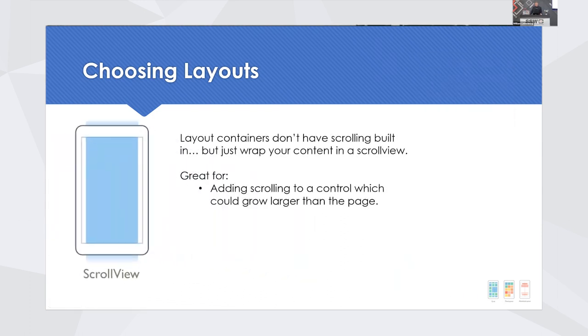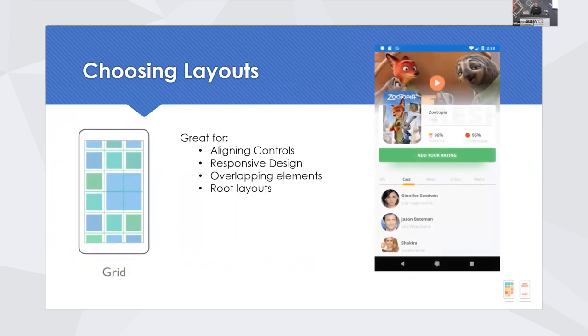One of the things with all of the layout containers is they don't have scrolling built in. Particularly if you're working on mobile devices, you'll often find that you want to support horizontal and vertical, and so often the amount of space you have available is going to change. So you'll find that you use scroll view quite a bit to wrap content in so that it can scroll.